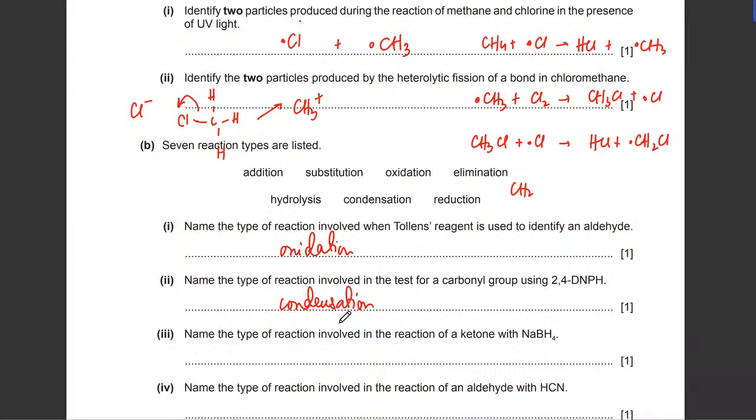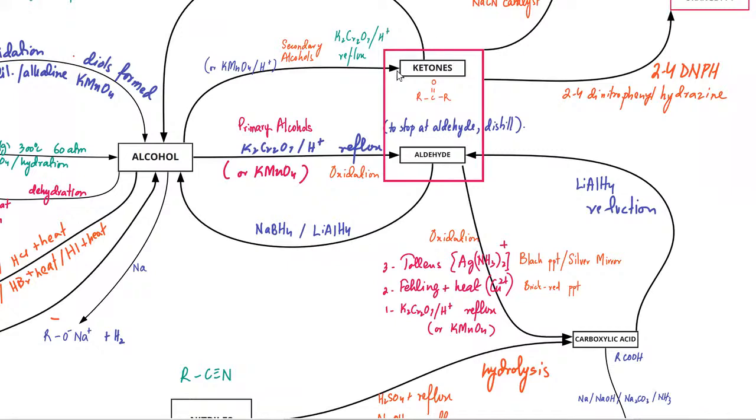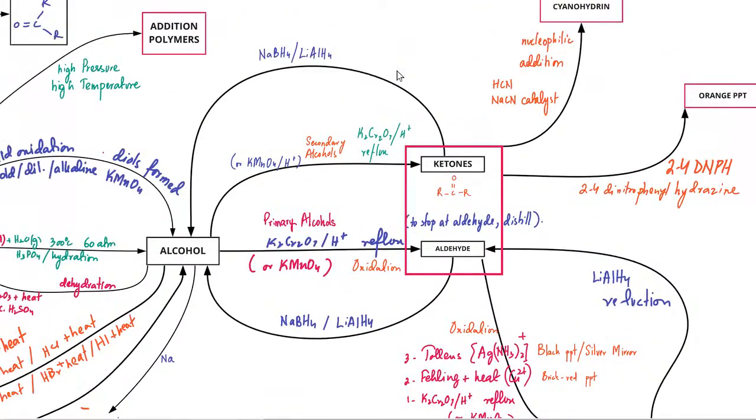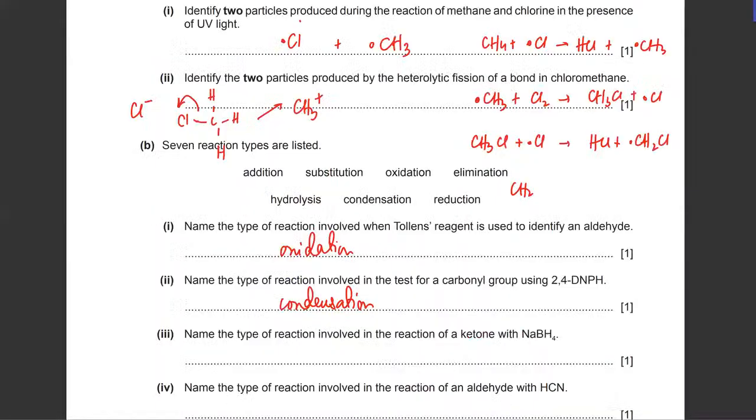Okay, name the type of reaction involved in the reaction of a ketone with NaBH4. What is that? Ketone with NaBH4, that's reduction. You go back to an alcohol, a secondary alcohol. So NaBH4 जो है वो LiAlH4, that's used for reduction. So this one, name the type of reaction involved, that's going to be reduction.